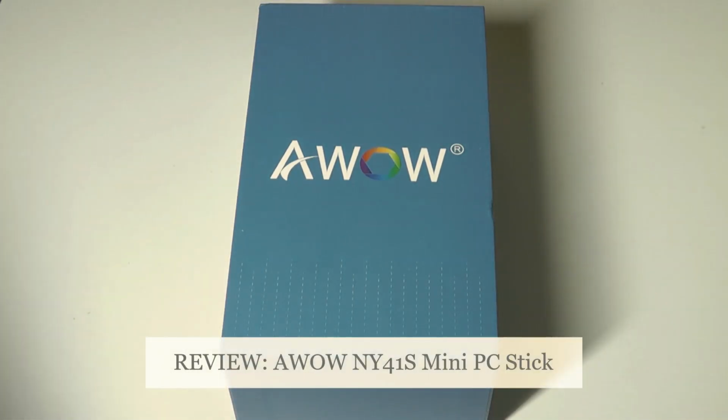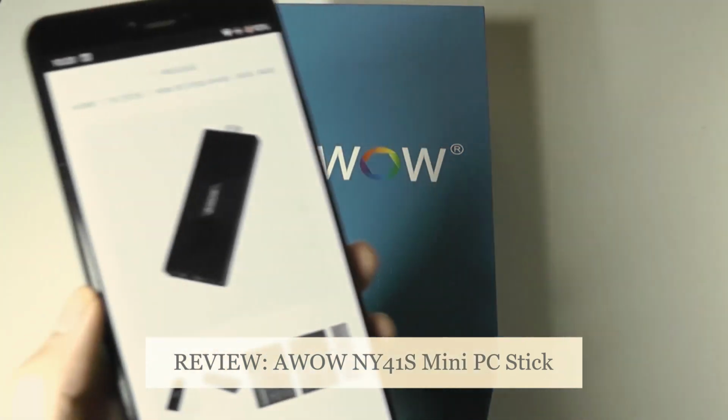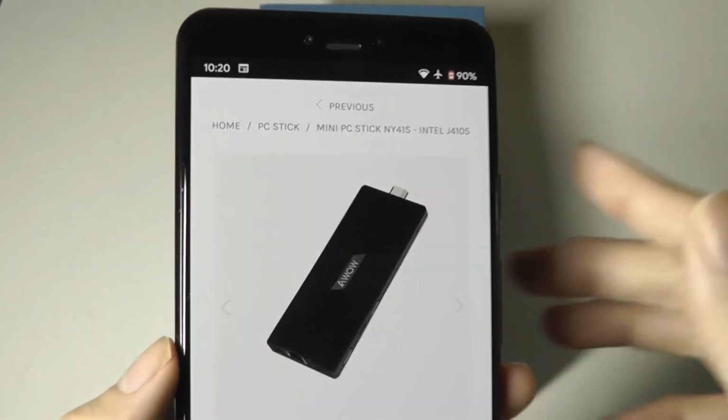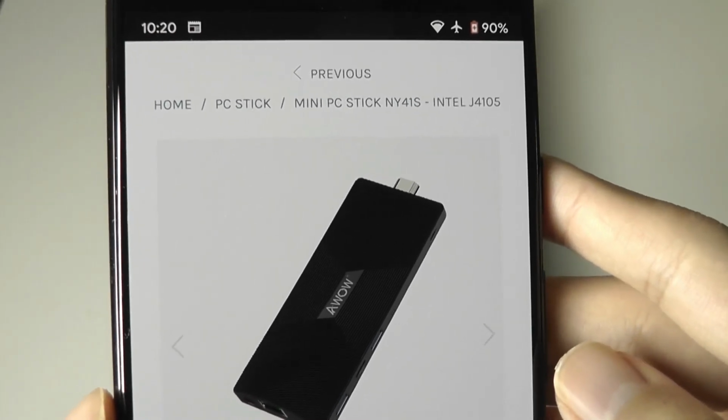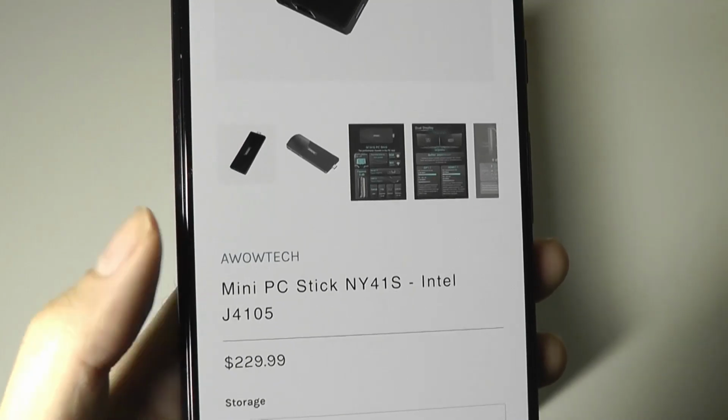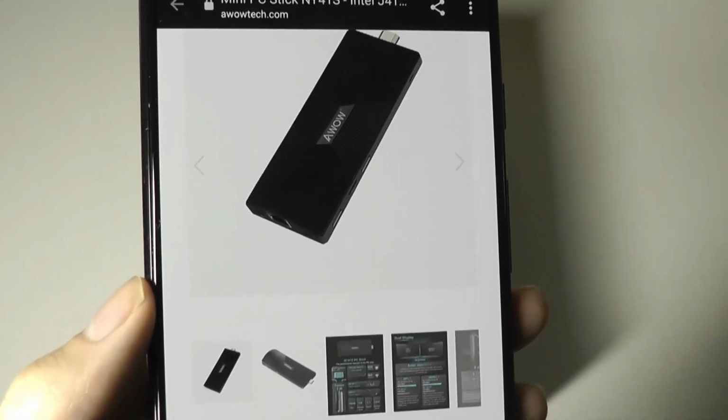Today we're taking a quick look at another mini PC stick running on Windows 10 from AWOW. This time it is called the NY41S. It actually comes in a few different configurations, but the one as reviewed is using the Intel Celeron J4105S, along with having either 4 or 8 gigabytes of built-in RAM and up to 128 gigs of built-in storage.